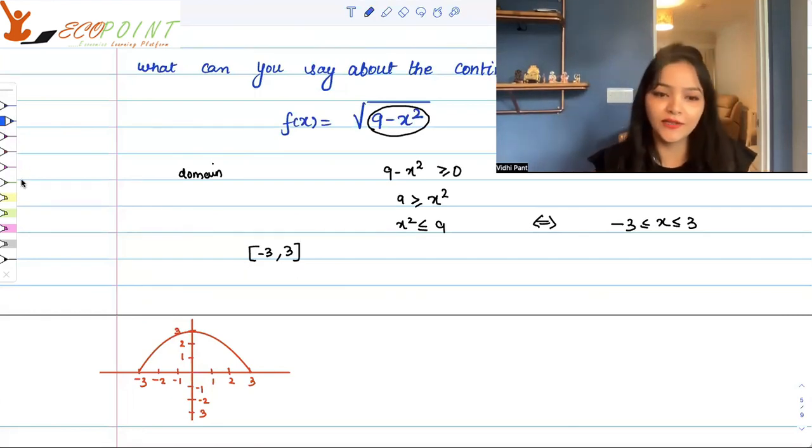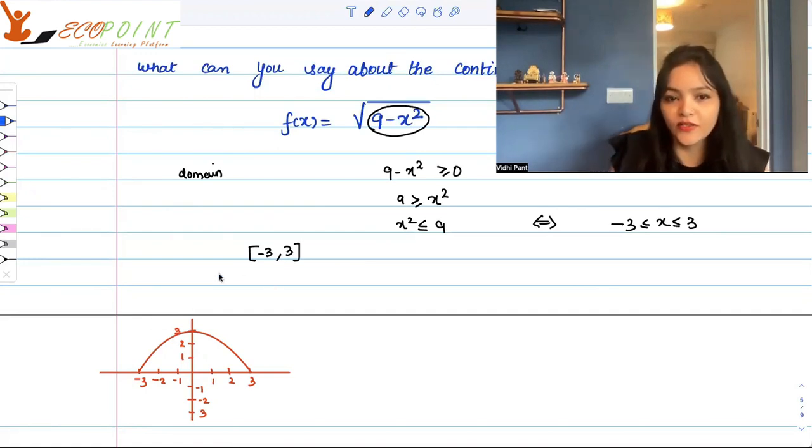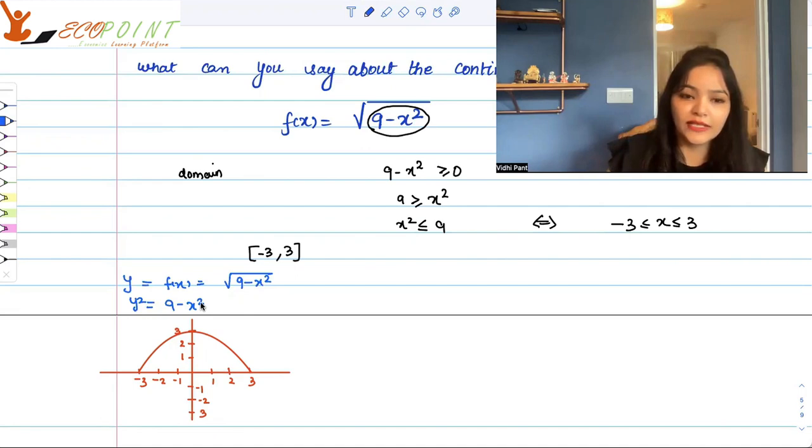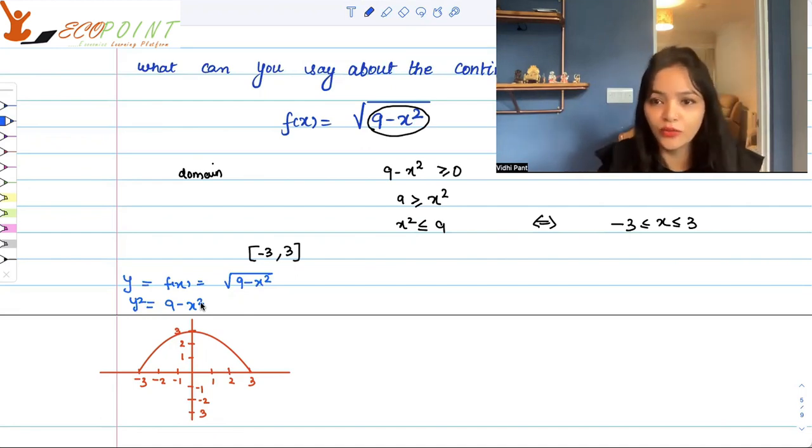It's easy to see that it's just going to be a semicircle from -3 to 3, right? f(x) is the square root of 9 minus x squared. In other words, y is this, which means y squared is 9 minus x squared, or x squared plus y squared is equal to 9. And you have the positive square root, so all y's are positive. So you will just take the semicircle from -3 to 3. Clearly, graphically, it is a continuous case.